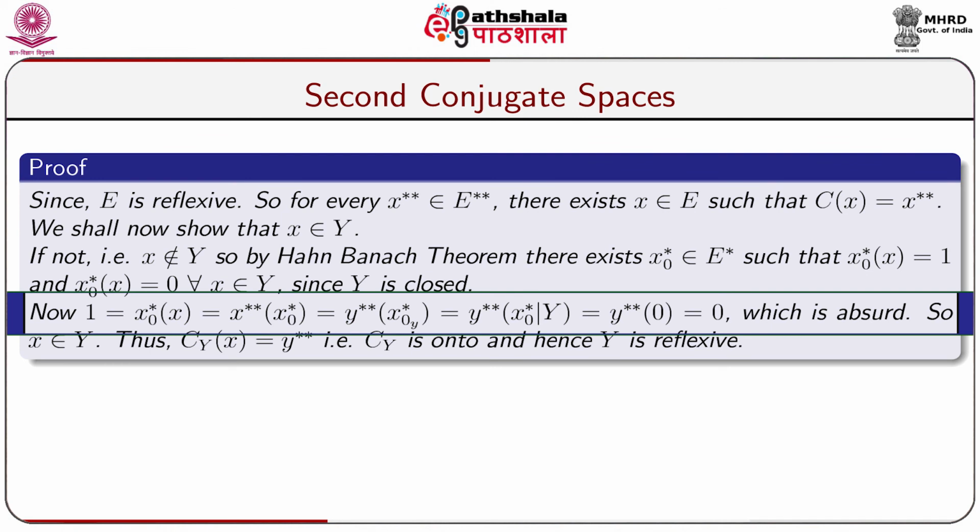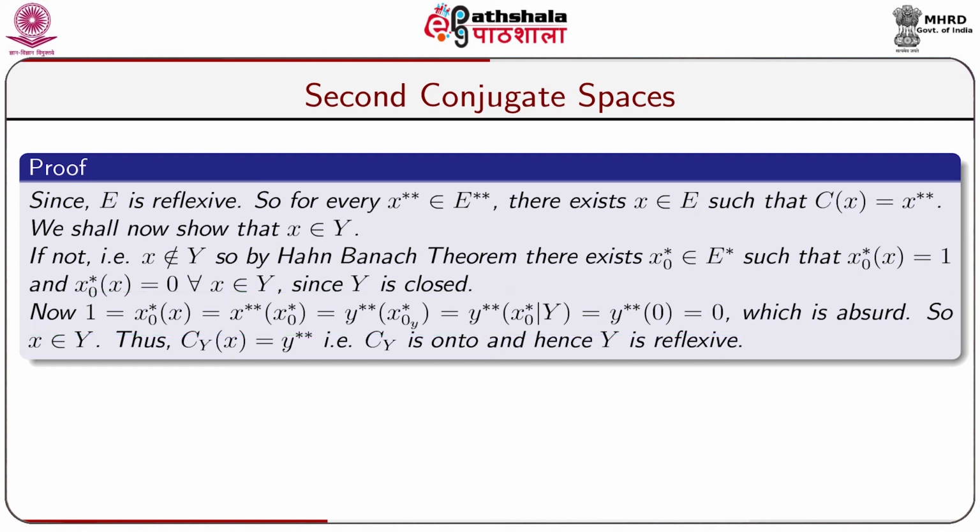Now, 1 equal to X0 star of x, which is equal to X double star acting on X0 star, which is equal to Y double star acting on X0 star restricted to capital Y, which is equal to Y double star of 0, which is equal to 0, but which is not possible. So, x belongs to capital Y, thus C suffix Y of x is equal to Y double star. That means C suffix Y is onto, hence capital Y is reflexive.